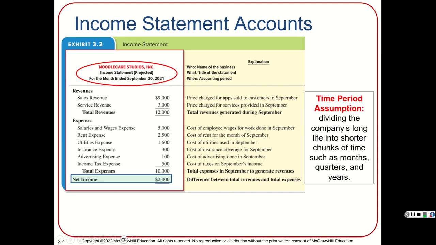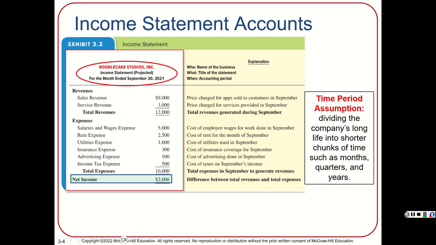The heading on your income statement, similar again to the balance sheet, you're going to have the name of the company, the income statement, and what kind of income statement it is. So this is a projected amount, and then it's for a certain period of time. This could say for the month ended September 30th, 2021. So this is all of the month of September.